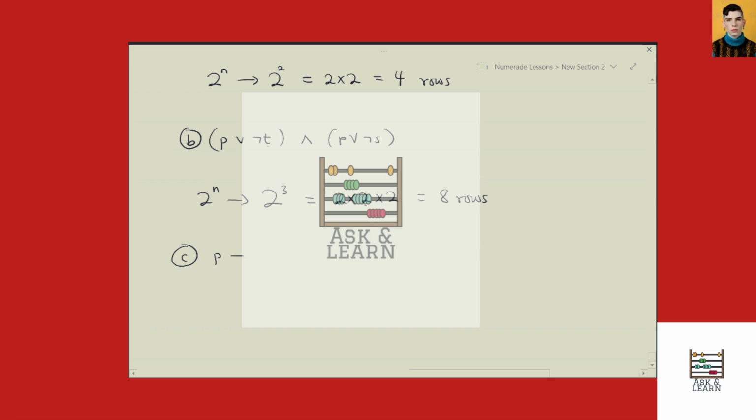The next one is P implies R, or the negation of S implies the negation of T, or the negation of U implies V. Okay, so here, still using the rule and looking at the number of distinct letters, we have P 1, R 2, S 3, T 4, U 5, then V 6.